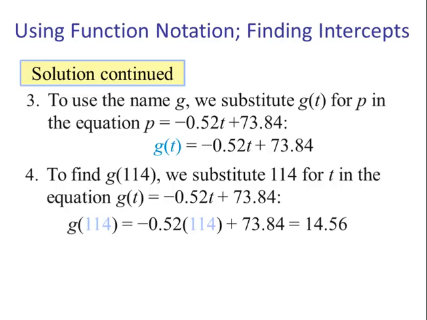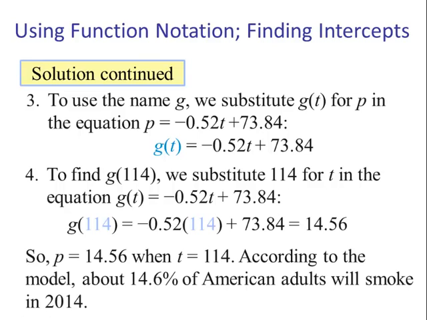Number 4, to find g of 114, we substitute 114 for t. We multiply these two first, then add, and we get 14.56. So what does this mean in this situation? We would say, according to the model, 14.6% of Americans will smoke in 2014.